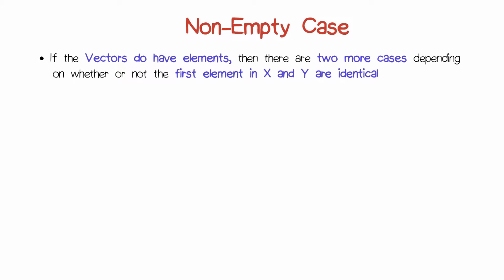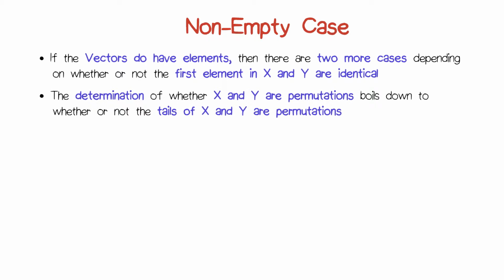Okay, that was a simple case. Now we have to consider the case in which the vectors do have elements. And we're going to also break this down into two more cases, depending on whether or not the first elements of x and y are identical. So the first case is, yes, they are identical.